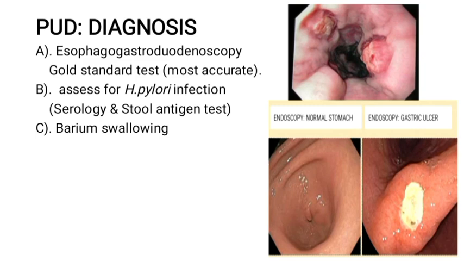This is the normal lining, but here this is an ulceration, and here it can be viewed well. But also we can assess the peptic ulcer disease by assessing for Helicobacter pylori infection. As I told you, these are gram-negative bacteria that colonize the intestine. Sorry, not the intestine, the stomach.